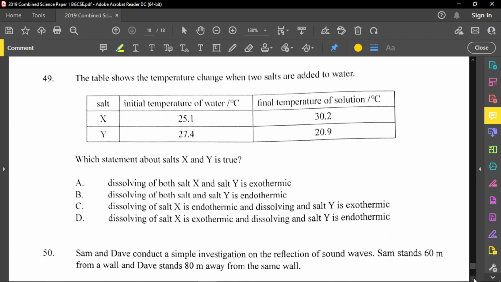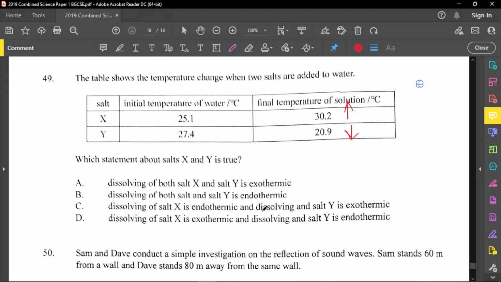Question number 49, and we're almost there. The table shows the temperature change when two salts are added to water. We have the salt, the initial temperature, and the final temperature. So right here, we know that something happened. If you look at the values carefully, this one increased, and this one decreased in temperature. If you notice, at the end it decreased. So which statement about X and Y is true? All right, so here we're saying that dissolving of both X and Y is exothermic.